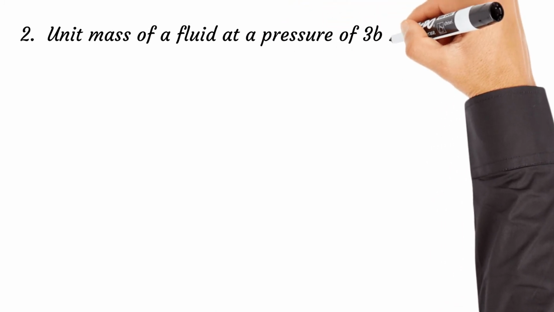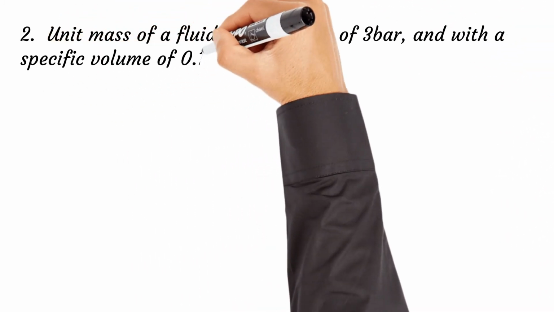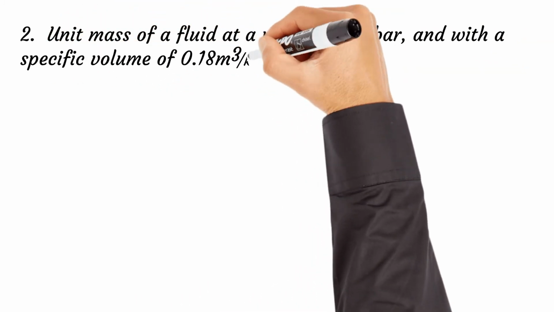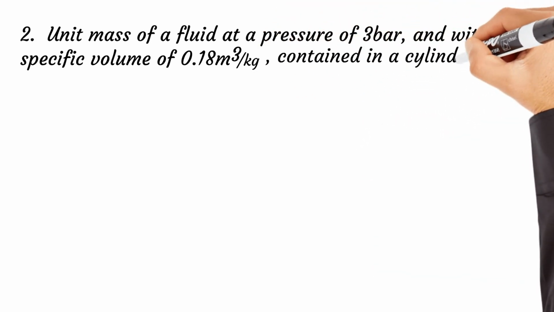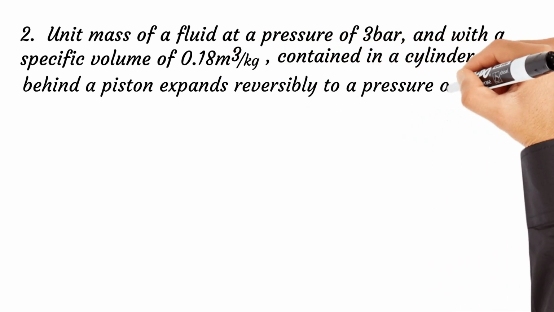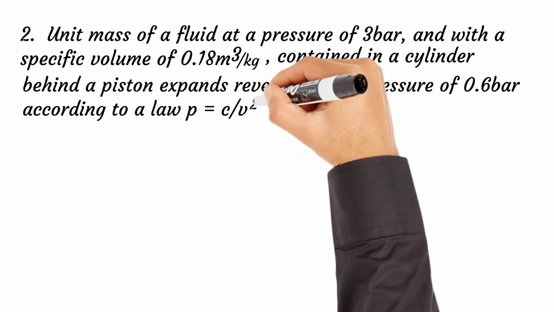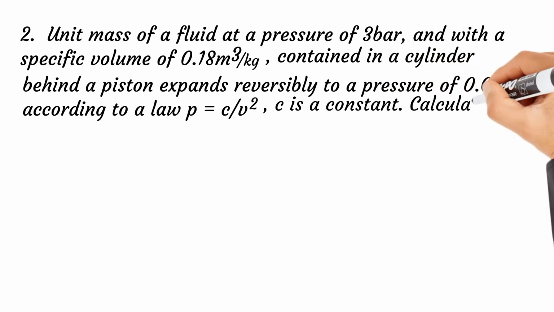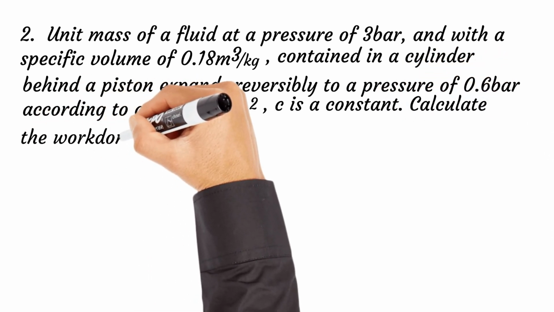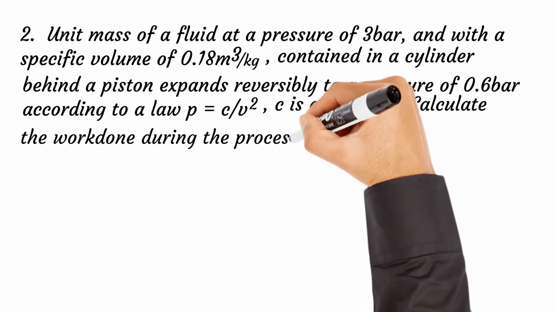Next exercise, you have a fluid at a pressure of 3 bar with a specific volume of 0.18 meter cube per kilogram contained in a cylinder. You are given a law P equals C over V square, which it is going to obey. You have to calculate the work done during the process.